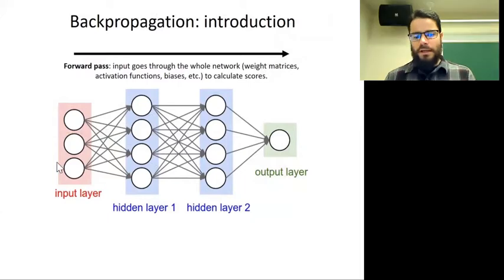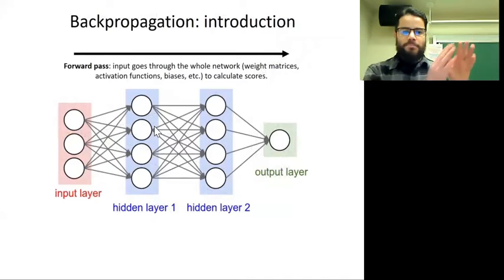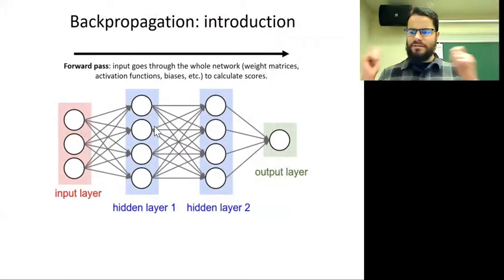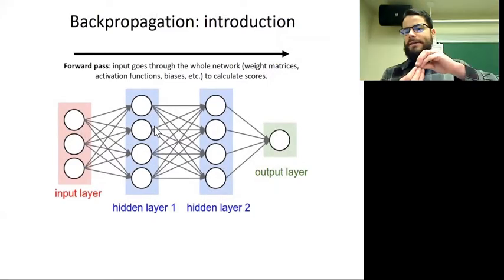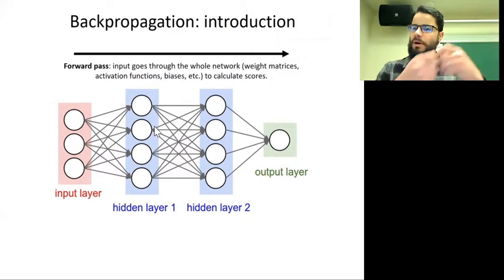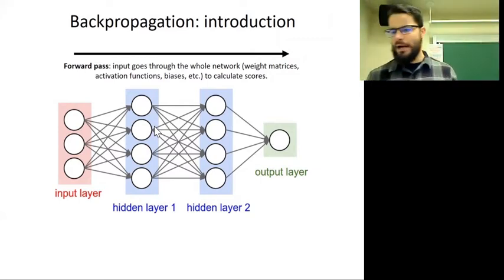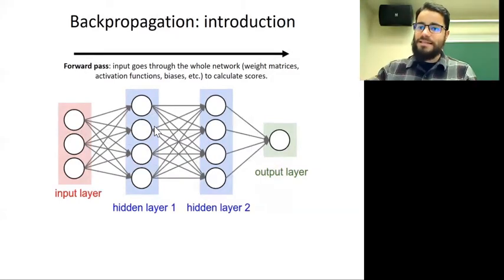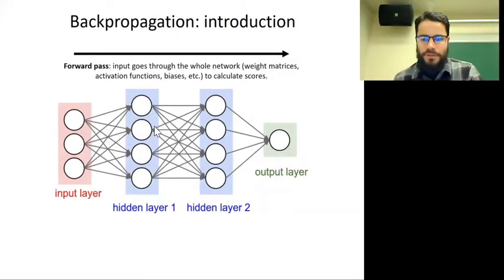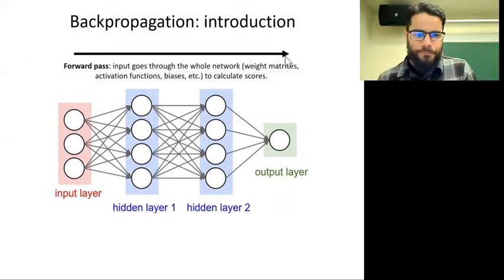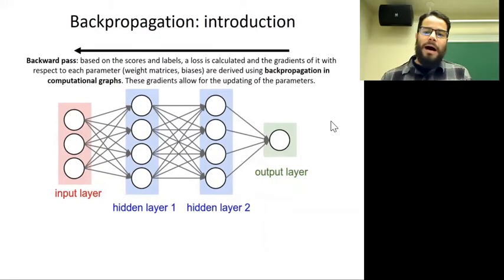For a given network, this is a three-layer neural network, right? We have the forward pass, where the input goes through the whole network. So that's a very easy one. You start, and then you multiply your input by the weight matrix, you sum with the bias, you pass it through the activation function up until the end when you get the score, the predictions of your model. So not a problem here. Today is all about the backward pass. So the forward pass is easy.